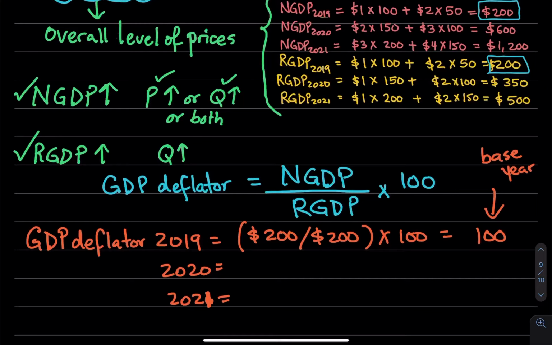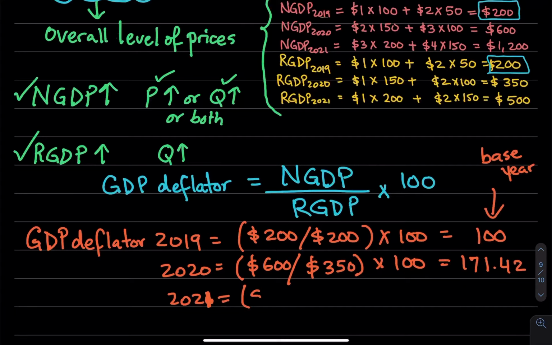Similarly, we can do this for the year 2020, where we take the nominal GDP for 2020 as our numerator, which is 600. Keep looking at that table up there. Divide by the real GDP for 2020, which is 350, times 100, and you're going to get 171.42. And for 2021, this is going to be 1200 divided by 500 times 100.